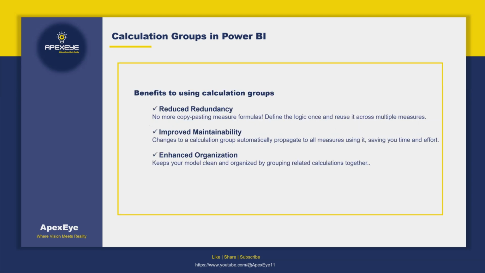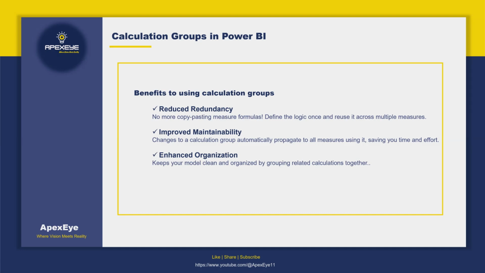Benefits of using calculation groups: reduced redundancy, no more copy-pasting measure formulas. Define the logic once and reuse it across multiple measures. Improved maintainability: changes to a calculation group automatically propagate to all measures using it, saving you time and effort. Enhanced organization: keeps your model clean and organized by grouping related calculations together.